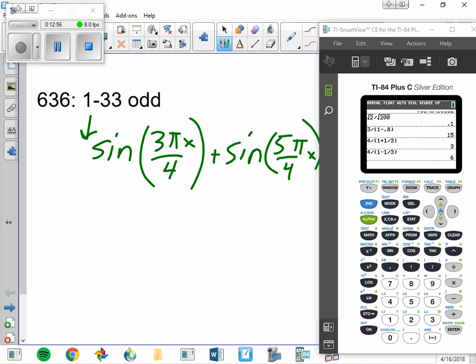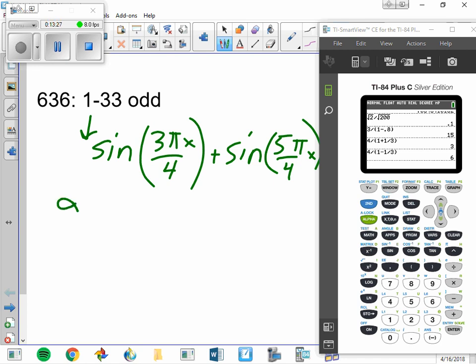First off, this is a 1, which means out front needs to be a 2. What if that number was a 6? What would go out front? 12. What if that number was 1/4? What would go out front? 1/2. Everybody understand that? Okay. And we're going to use the third formula, right? Because I have sine plus sine.